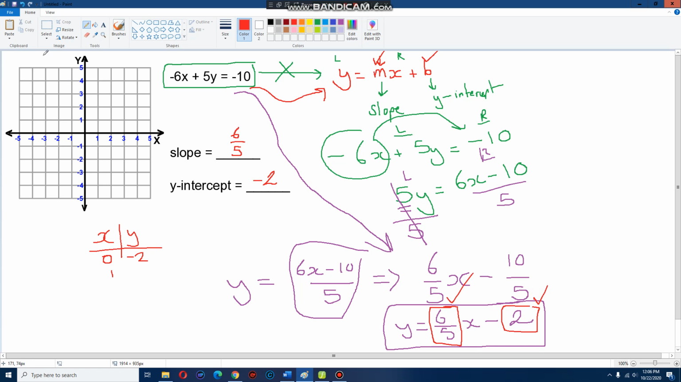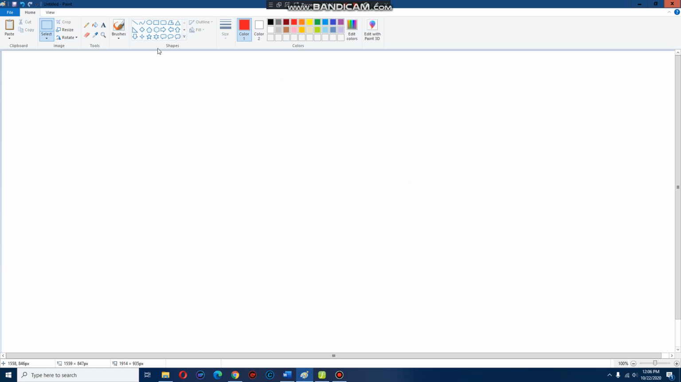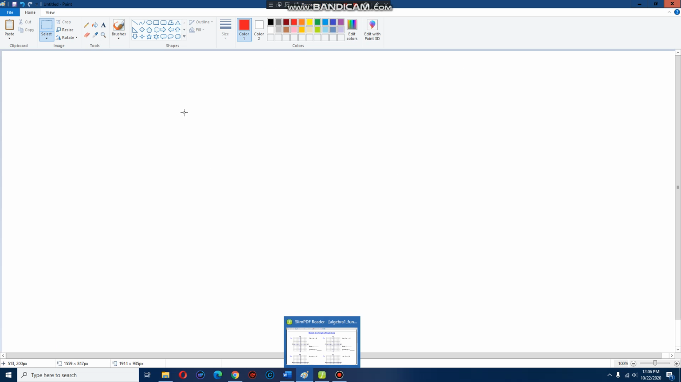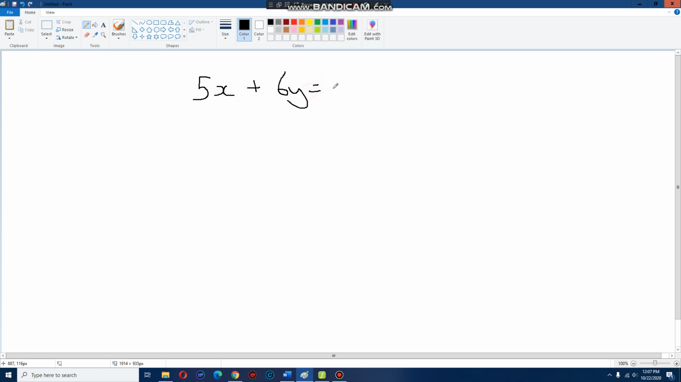You know what? Let me give you another example on how to do this. Let's try the equation 5x plus 6y equals minus 12. Already you can see that this is not in the appropriate y equals mx plus b format, which is what we want it to be.